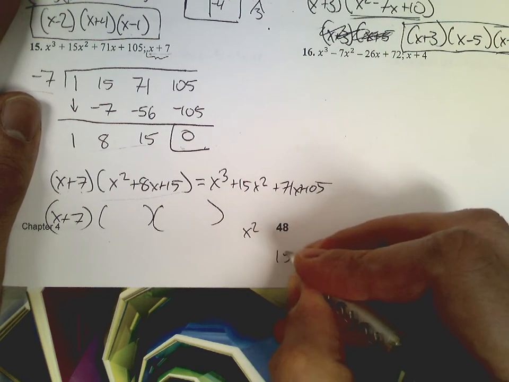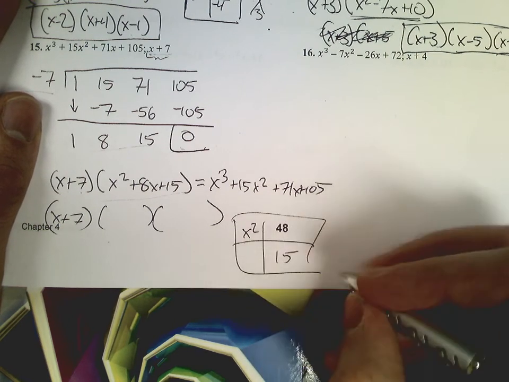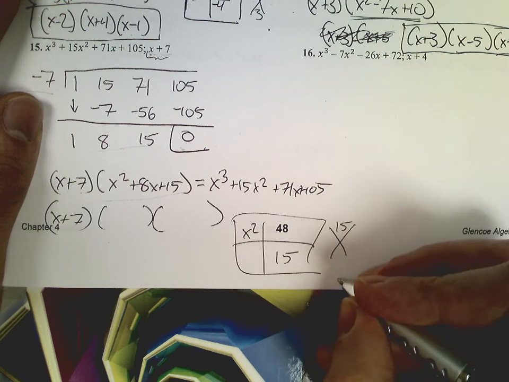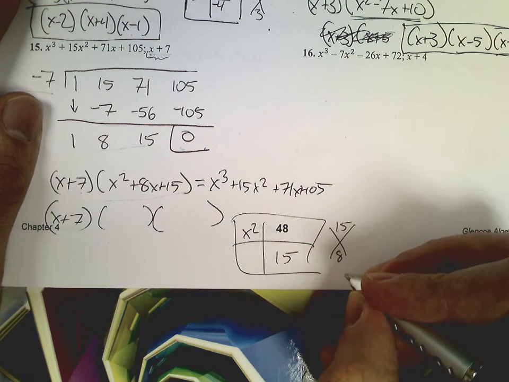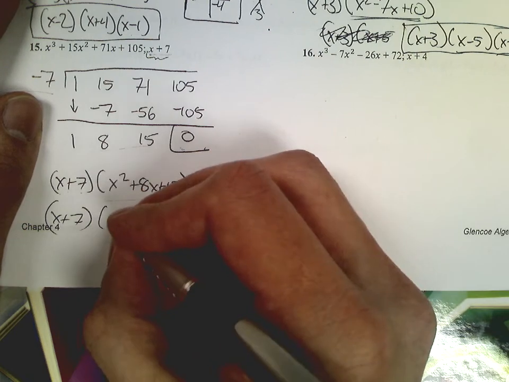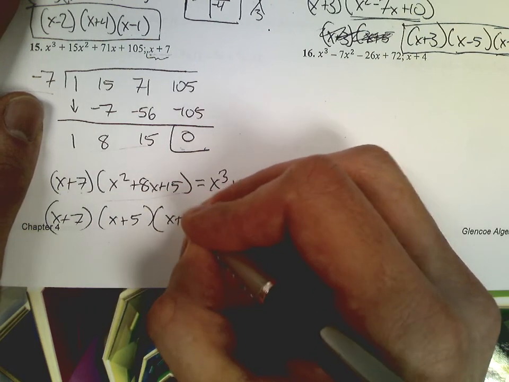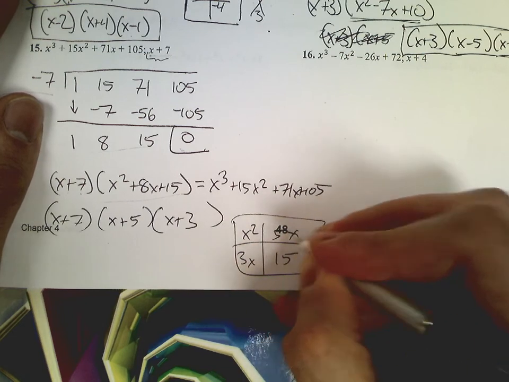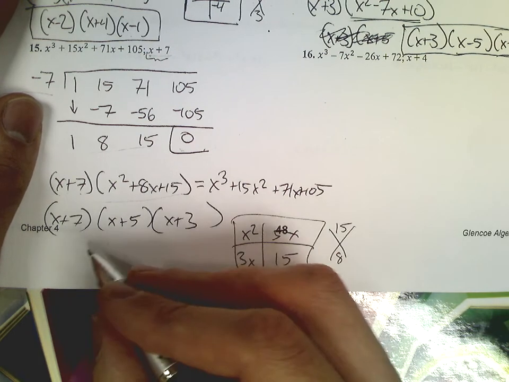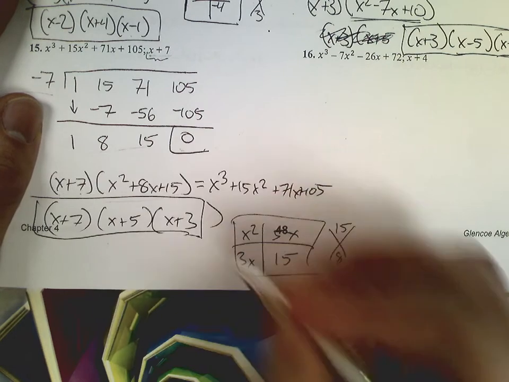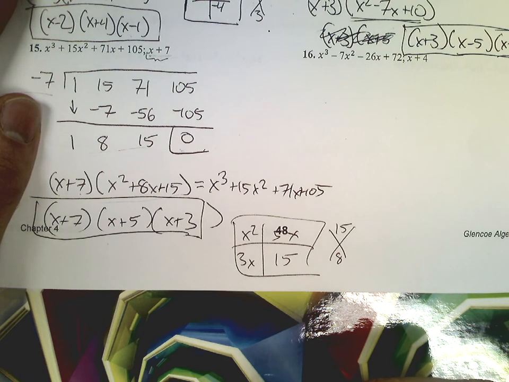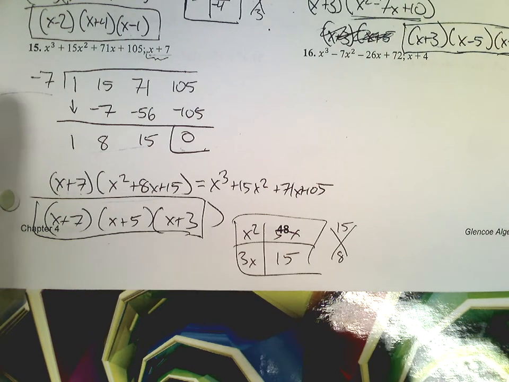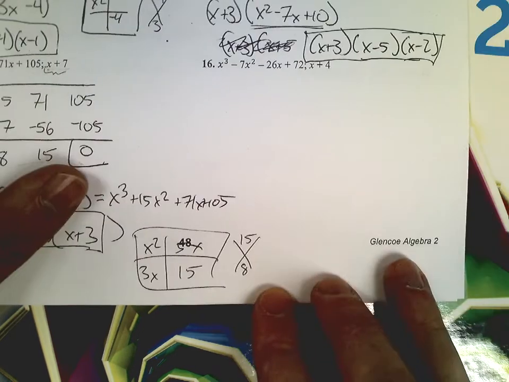X squared, 15, we can set up the box if we need to, and a diamond problem to go with it. I'm wanting to multiply to 15 and add to 8. And hopefully we can find that I get x plus 5, x plus 3, 3 and 5. Finish filling in my box, 3x, 5x, and we can pull out the two sides to get that. So there's one. I know I worked through it a little bit quickly, but there's one example. And then I'll go ahead and do 16 as well quick.